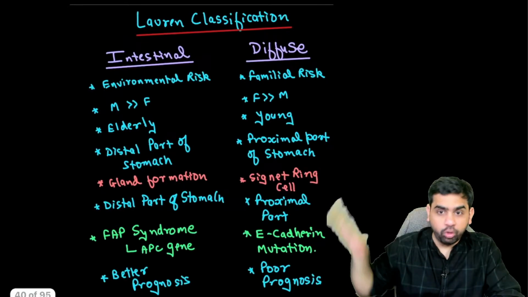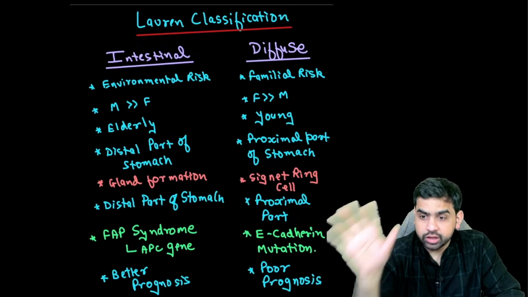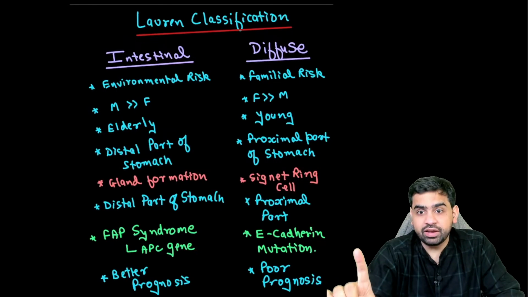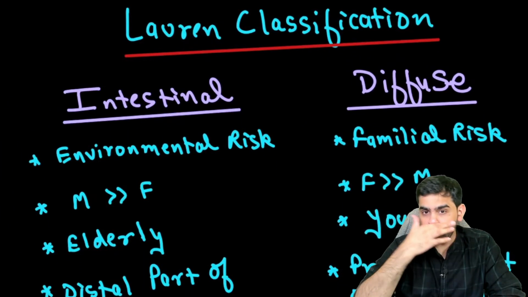Now, the most important of all these classifications is the Lauren classification. This is the histopathological classification. This is very, very important. You basically have intestinal and diffuse types. Now, what do you understand by intestinal and diffuse?